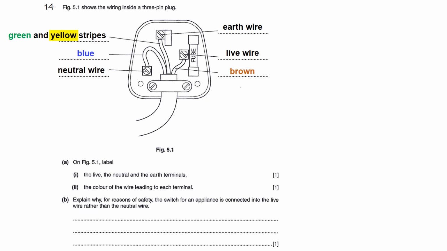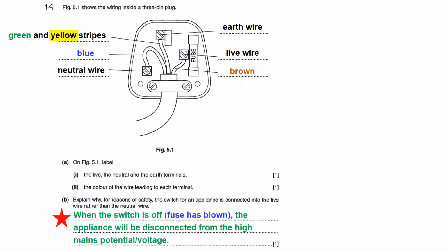Explain why the switch of an appliance must be connected to the live wire rather than the neutral wire. Take note that this is also a very fundamental must-know question for the topic of practical electricity. So there's definitely going to be a red star here. When the switch is off for this question, or if the question changes to why must the fuse be connected to the live wire, you can also use the same explanation but just change the words to when the fuse is blown. So when the switch is off or when the fuse is blown, the appliance would be disconnected from the high mains potential or the high mains voltage. Please take note of this. There's a red star, must know.